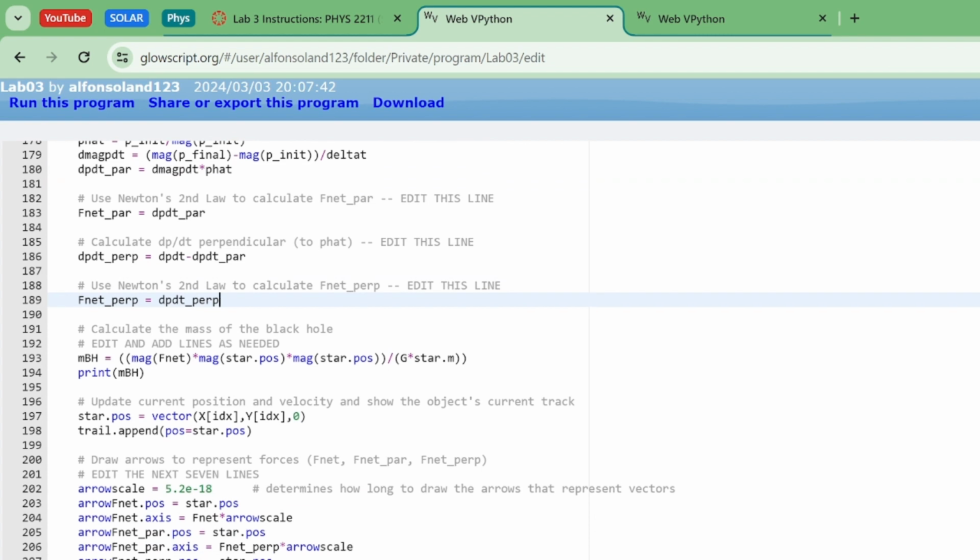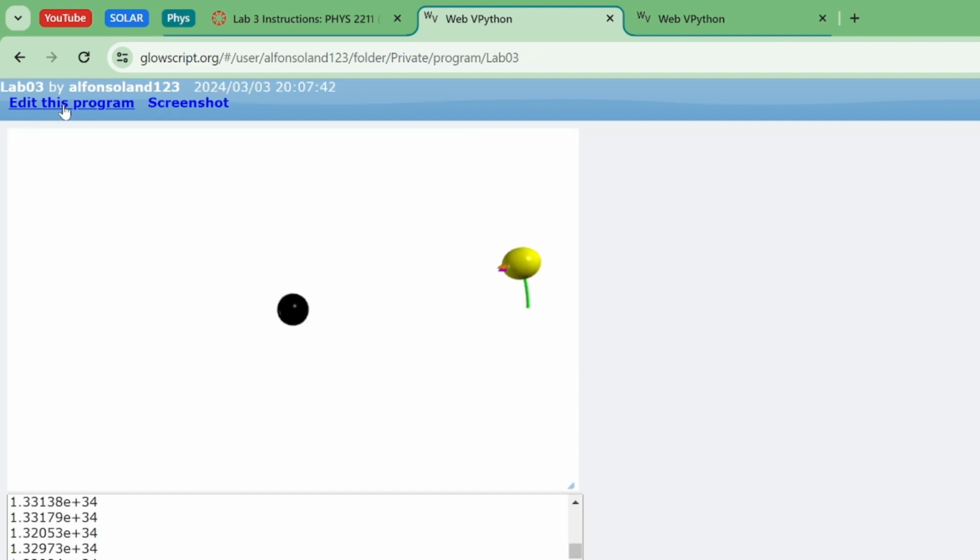Since we are solving for the mass of the black hole, we can do so by plugging in every other known component into our formula and solving for the unknown. So the mass of the black hole is equal to the magnitude of the force times the magnitude of the star's position squared, divided by the gravitational constant times the star's mass, and that gives it to you. Then we can run the program and see the star's orbit around the black hole.